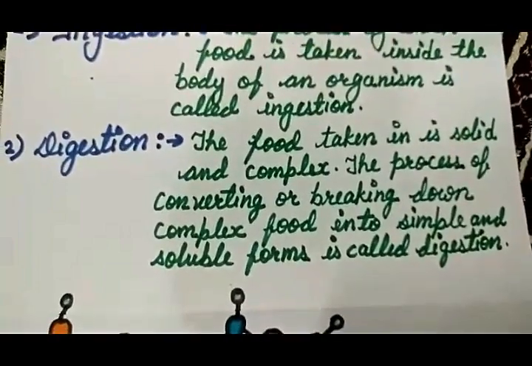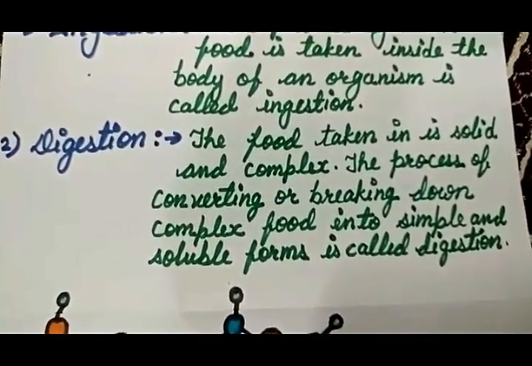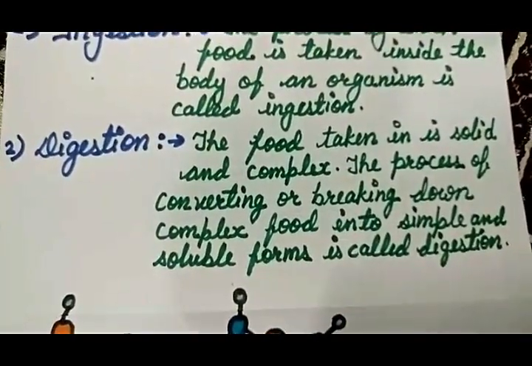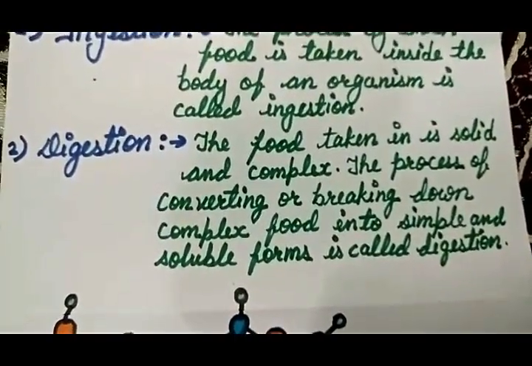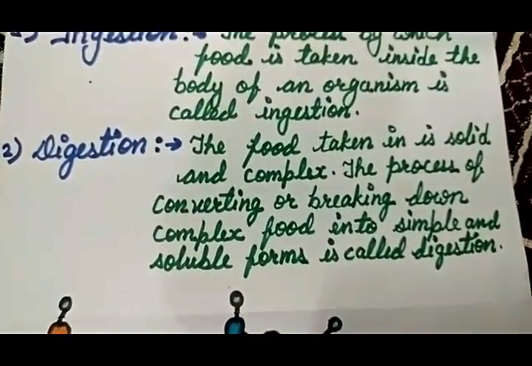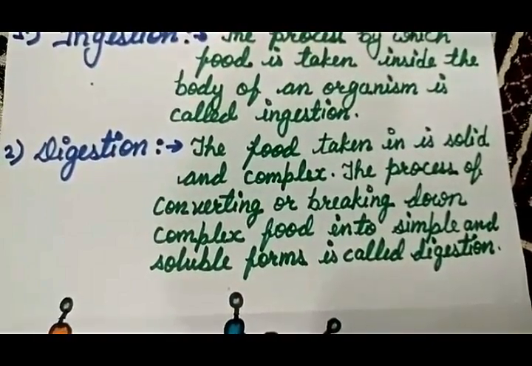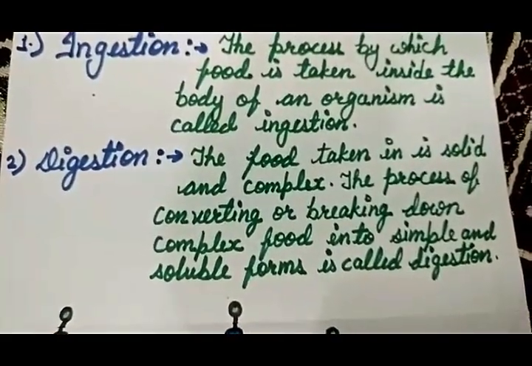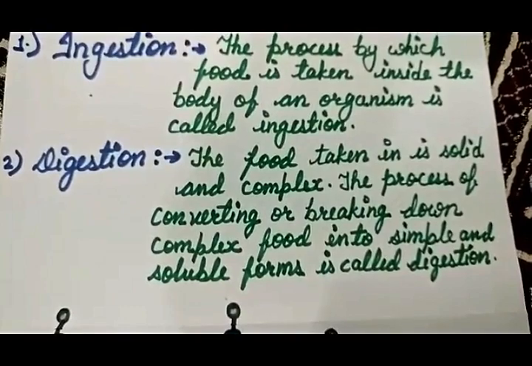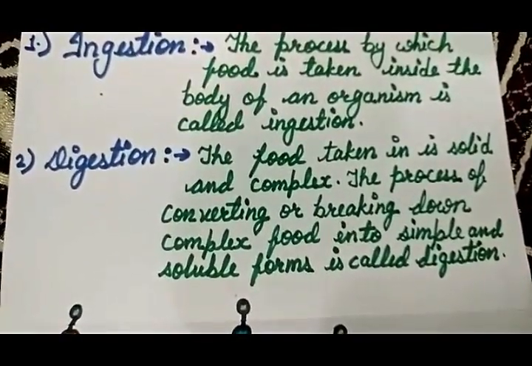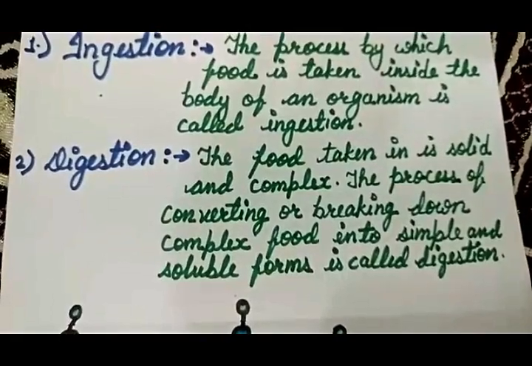Dear children, you know you are eating food, and by food you are getting different nutrients. Just tell, what are the different nutrients you are eating? Carbohydrates, protein, fats, vitamins, minerals. These nutrients are complex, and when this complex food is converted into simple and soluble form, it is called digestion.